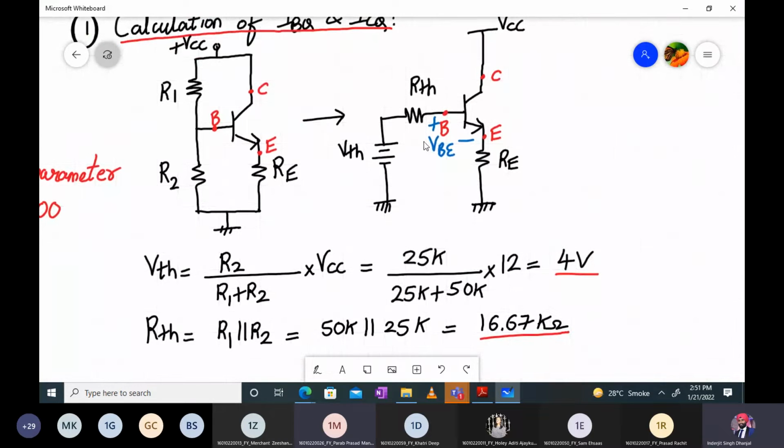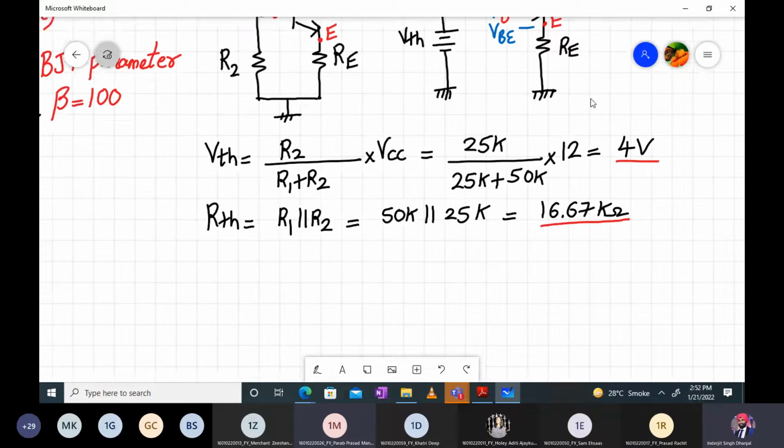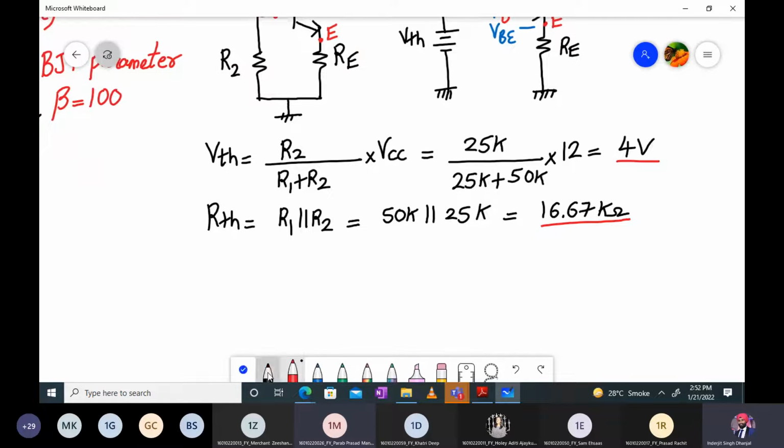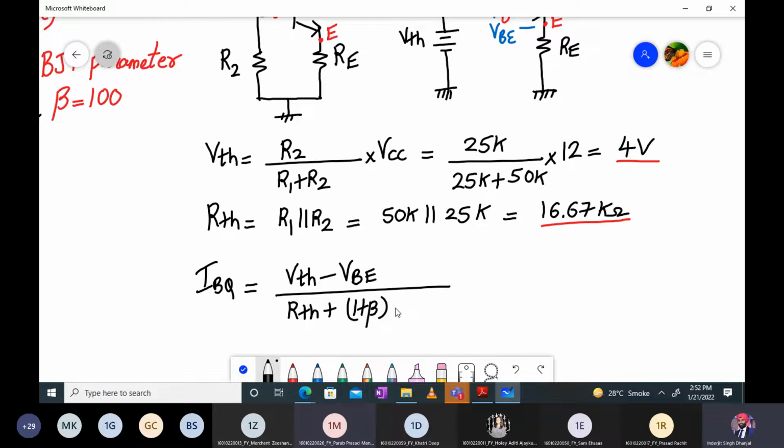Yes, because IBQ is derived by applying the KVL to the base emitter loop, and base emitter loop is same, right? Only the output loop is affected. Okay, RC is not there, but the IBQ formula also will remain the same expression. So IBQ will be given by VTH minus VBE divided by RTH plus 1 plus beta times RE.